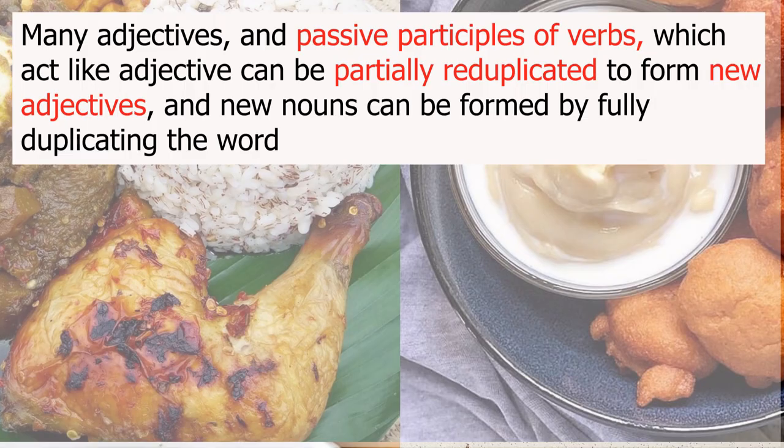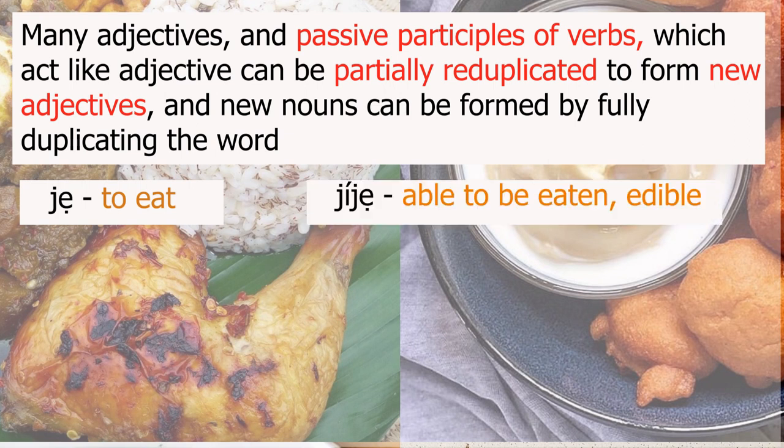Reduplication. Many adjectives and passive participles of verbs, which act like adjectives, can be partially reduplicated to form new adjectives, and new nouns can be formed by fully duplicating the word. Je, meaning to eat. Jije, meaning to be eaten or edible.